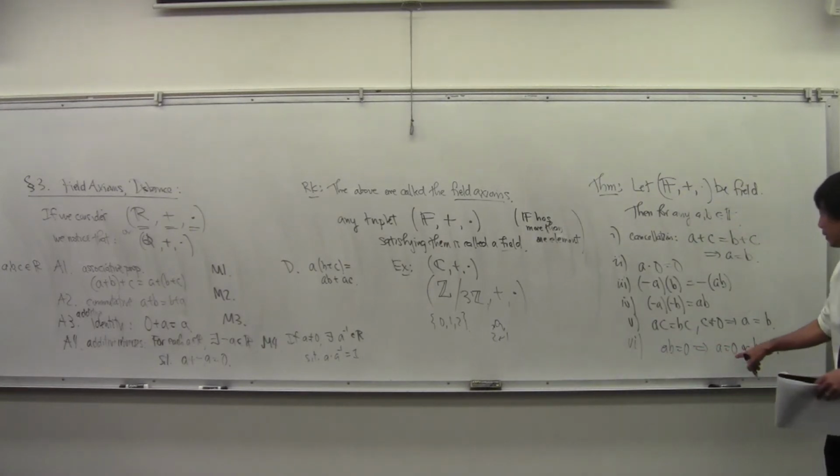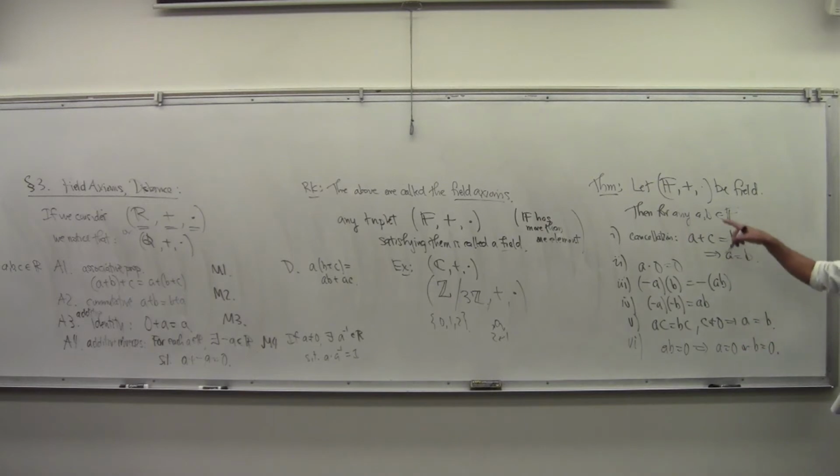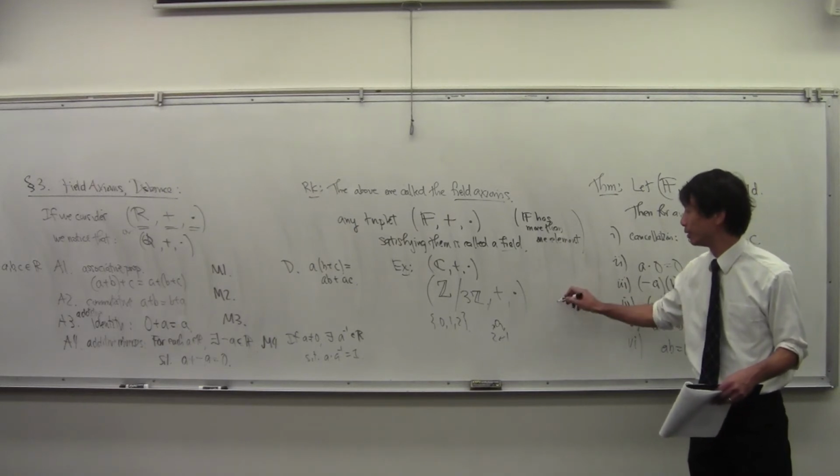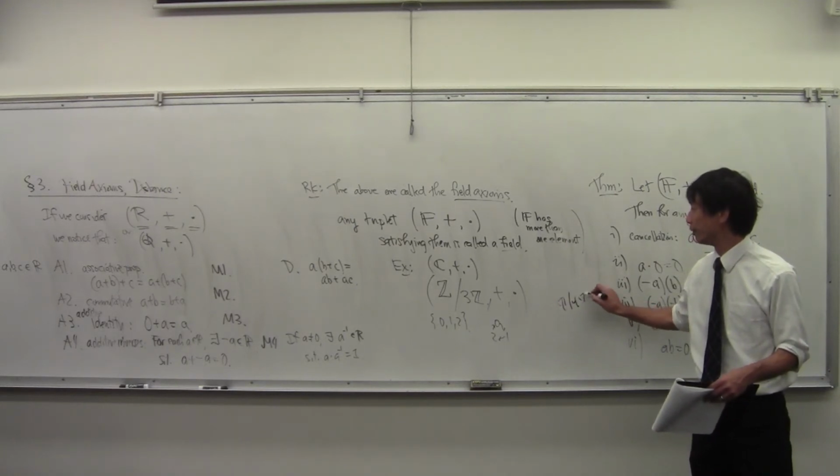In other words, there's no way to multiply two non-zero elements and get 0. If you multiply two things and get 0, one of them had to be 0. And this maybe gives you some indication of why Z mod 4 is not a field.